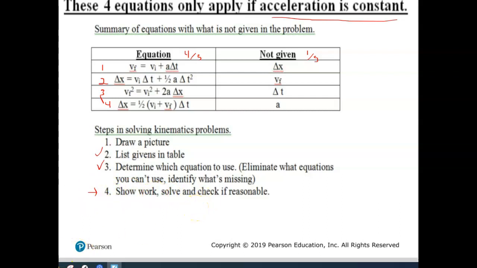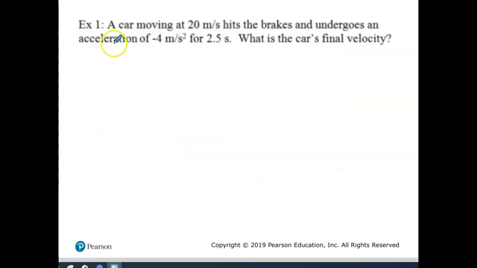So let's go ahead and start with a problem and we'll demonstrate this procedure. So the first example here says a car moving at 20 meters per second hits the brakes and undergoes an acceleration of -4 meters per second squared for 2.5 seconds. Okay, so we have a car. So I'm going to draw a quick sketch of a car. And again, I'm trying to use a mouse here, so it's not the best car picture, but that's a good enough car.